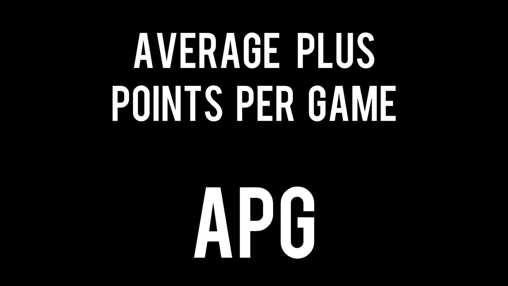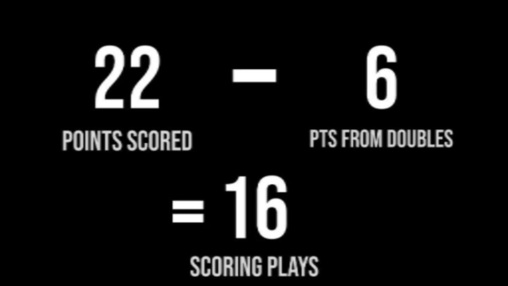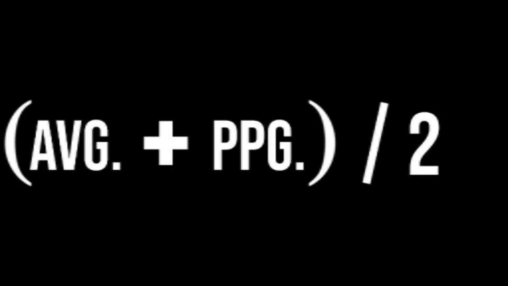Balance line is another term that's been thrown around a bit over the last few videos. It actually has 2 official names. It could be called balance line, or it could be called APG, which stands for average plus points per game, because the way you calculate it is by adding average and points per game together and then dividing it by 2. PPG, or points per game, is pretty self-explanatory.